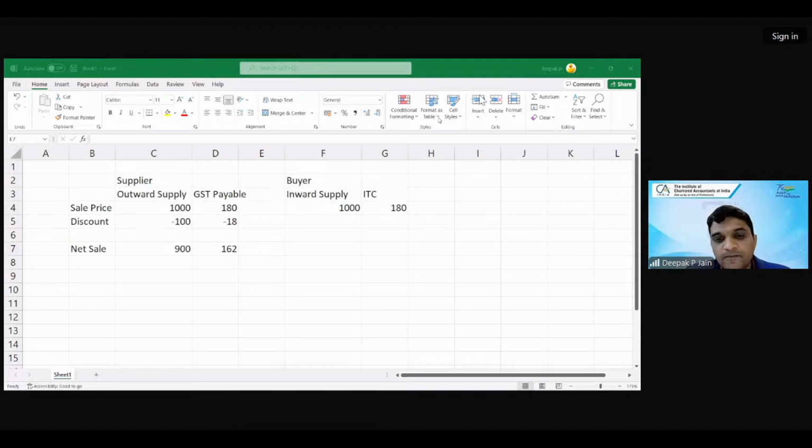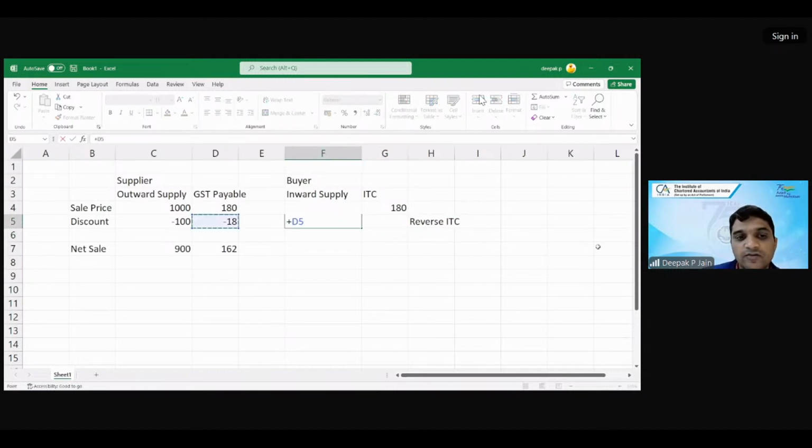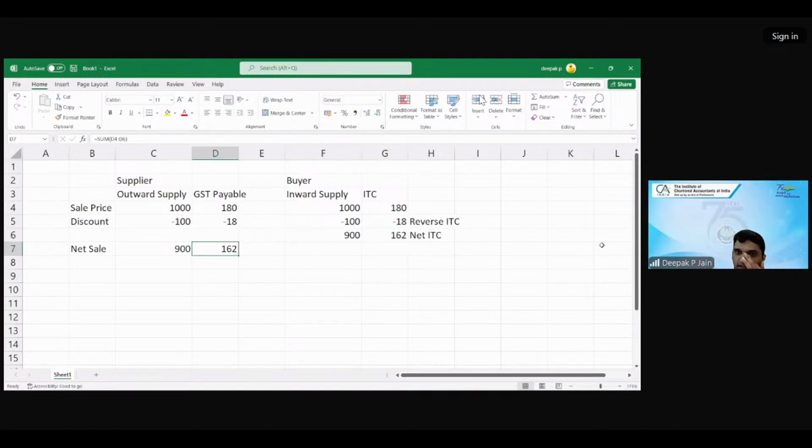It is not correct. So what the buyer has to do is he has to reverse the ITC to the extent of my credit note value. He has to reverse the credit note and claim the net ITC after the deduction. Then both will be matching.